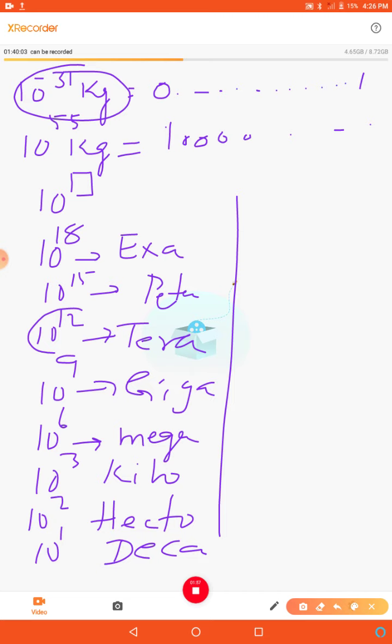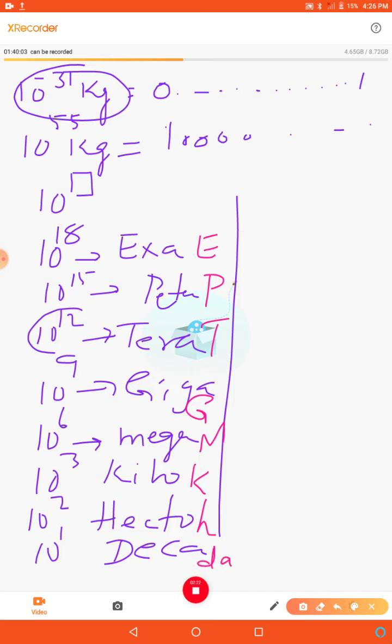Powers of 10. Now the symbols. For exa, the symbol is capital E. For peta, capital P, 10 power 15. For tera, T, as in terabytes. For giga, capital G. For mega, capital M. For kilo, small k. For hecto, small h. For deca, D. These are the powers of 10.